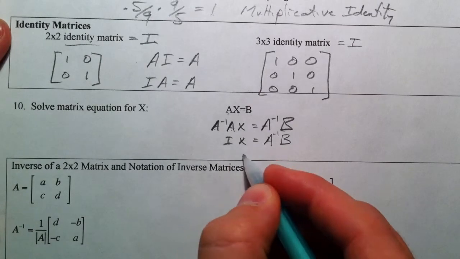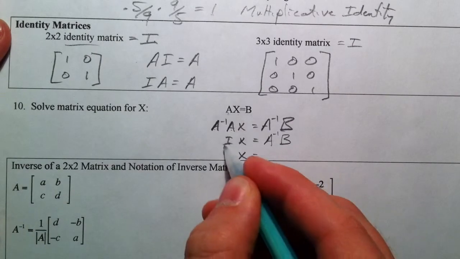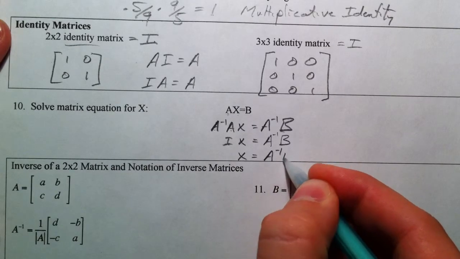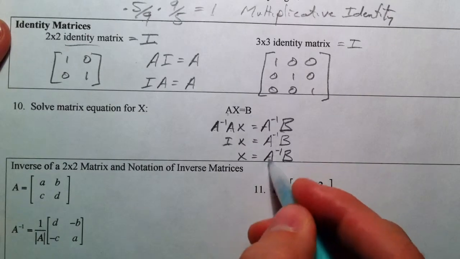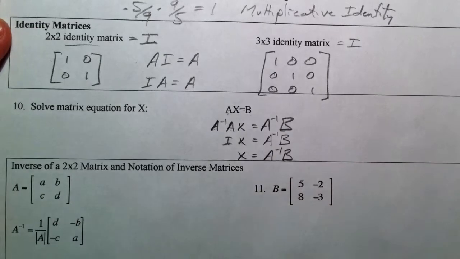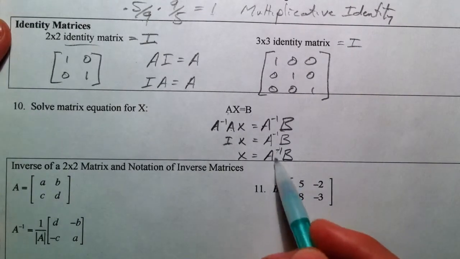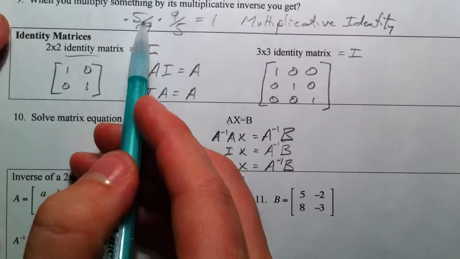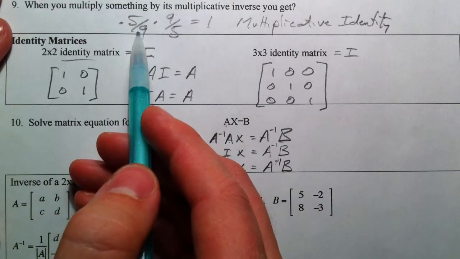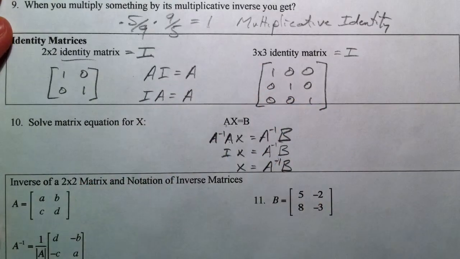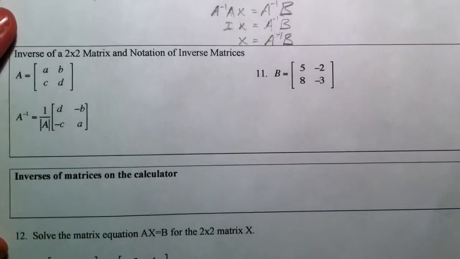And the identity matrix, we'll just multiply it by 1 in a sense, and so x, the matrix x, is equal to whatever the inverse of A is times the matrix of b. And so it's essential that we can find the inverse of a matrix, just like in order to cancel out the 5/9, we multiply by 9/5. It's the multiplicative inverse.